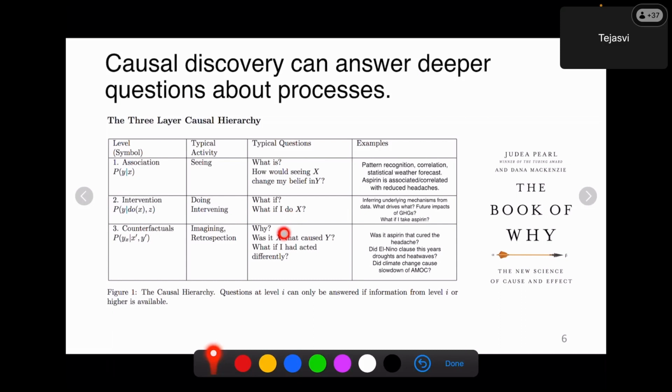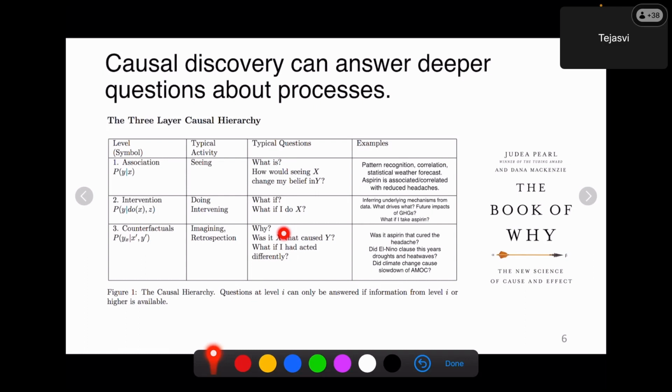Third is counterfactuals. Now, this layer of the causal hierarchy has to do with something called imagination and retrospection. So let's say something has already happened. Past year, let's say droughts occurred, floods occurred. Now we want to ask either an imaginative question or a retrospective one. Retrospective in the sense of: was it El Nino or La Nina that caused our drought or floods? Or it could be imaginative: given this has already happened, if El Nino changes, how would these things change?